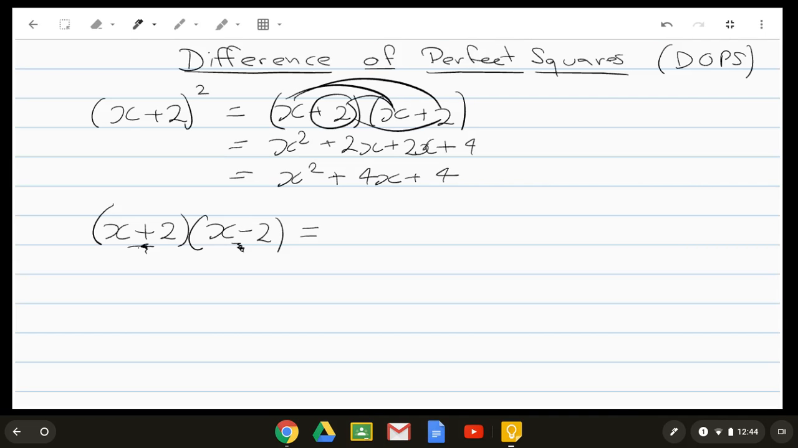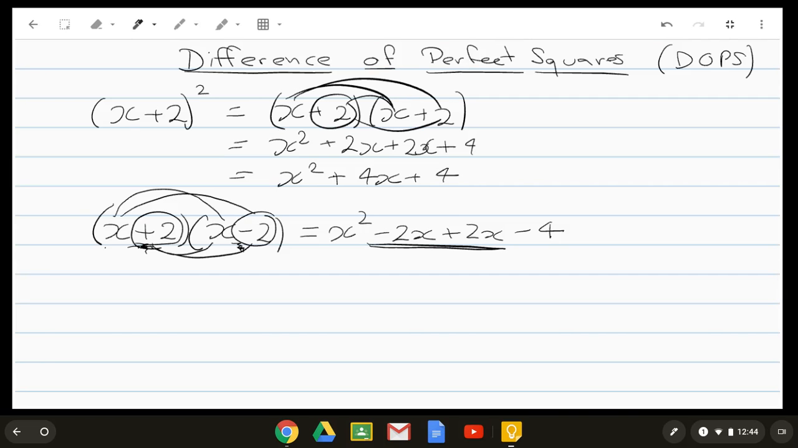So when we use our distributive law to multiply this out, we go x times x, which is x squared, x times minus 2, just minus 2x, and then we take our plus 2 and we times by x, which is plus 2x, and our plus 2 times minus 2, positive times a negative is a negative, 2 times 2 is 4. We collect our like terms, and we have x squared. Now this cancels each other out. Minus 2x plus 2x is 0, and we're left with minus 4.